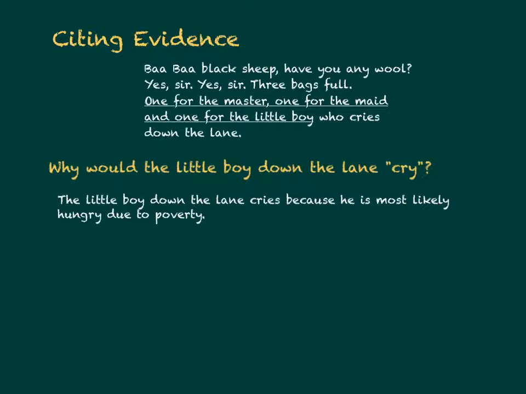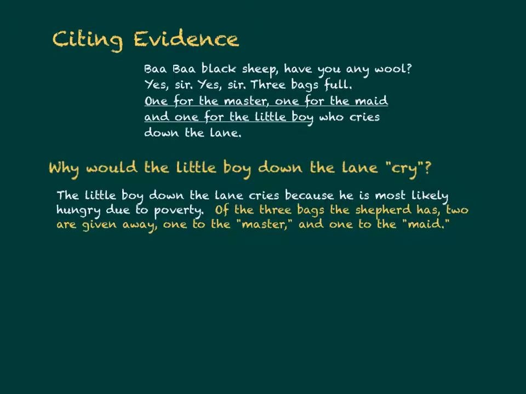Now, what part of the nursery rhyme is going to provide textual evidence to back that up? We need to support what we say. This part of the text that I underlined is going to be our best detail to support our answer. I've added some textual evidence. Of the 3 bags the shepherd has, 2 are given away, 1 to the master and 1 to the maid.